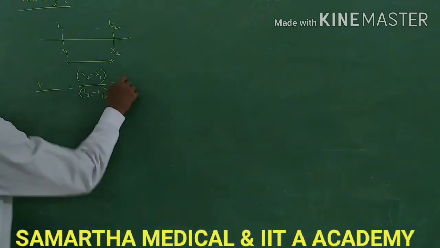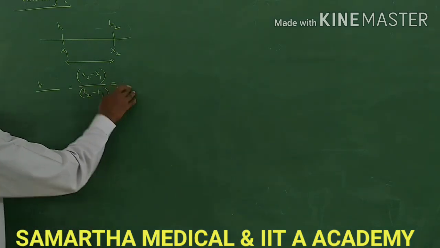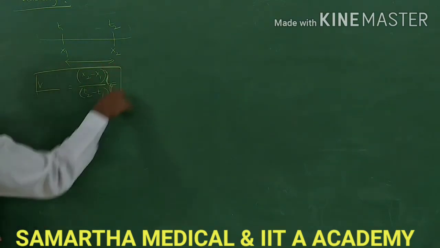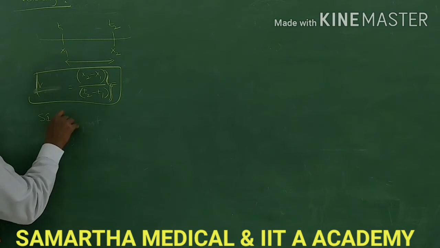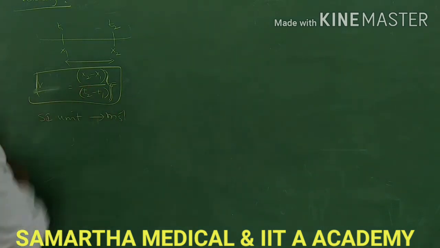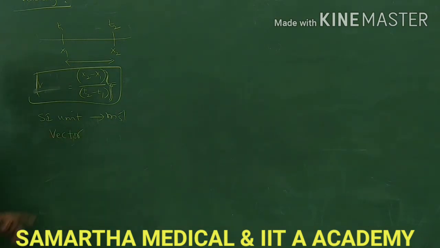So velocity you can say is delta x by delta t also. Whatever it is, this is velocity. Units? Meter per second. The SI unit is meter per second. Next, scalar or vector? Vector quantity.